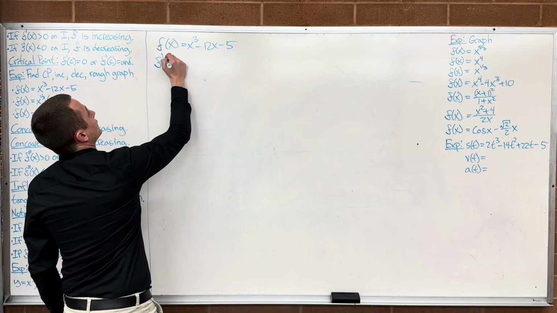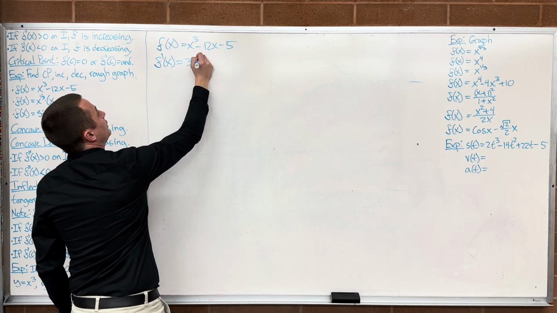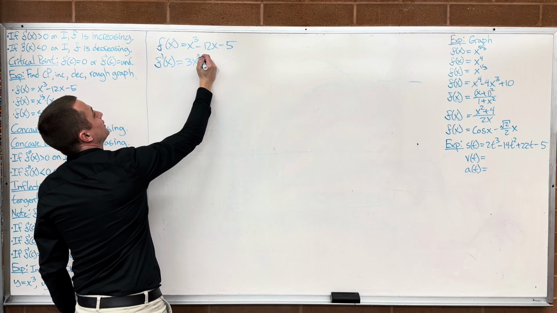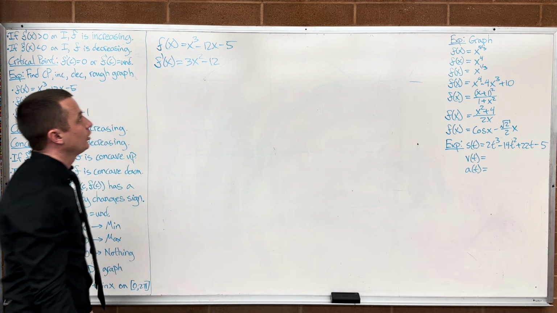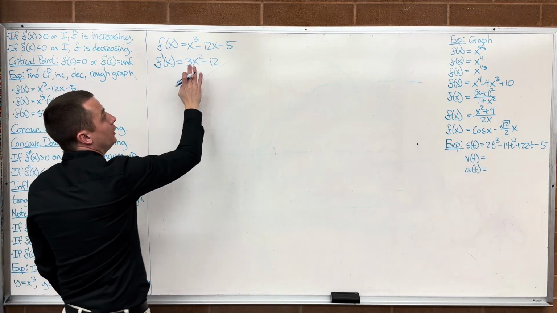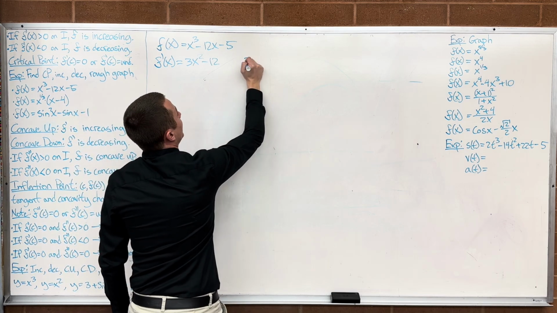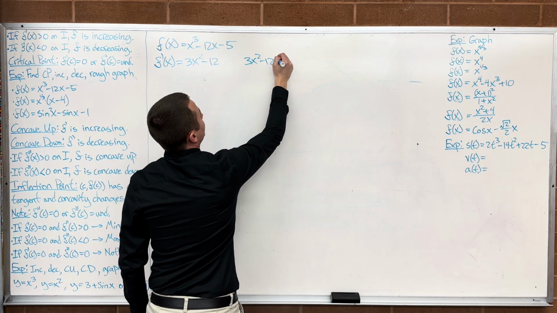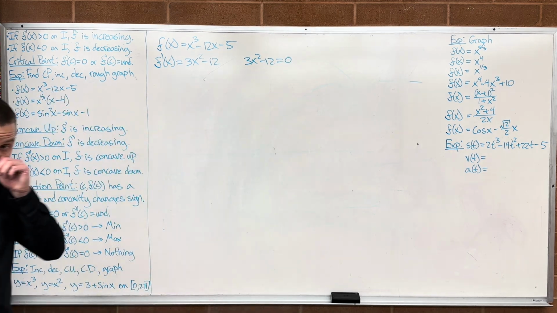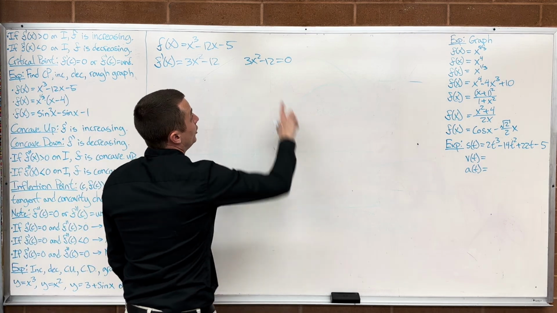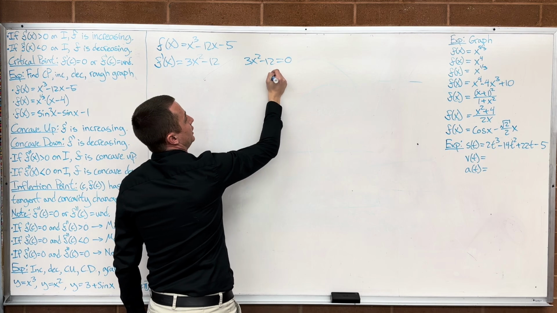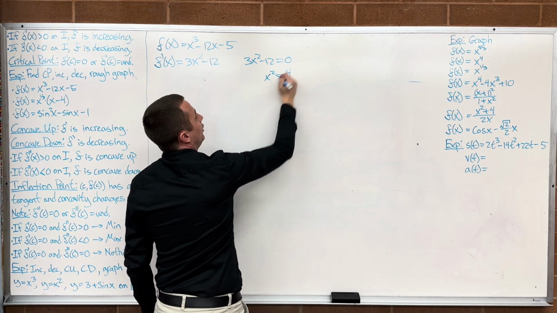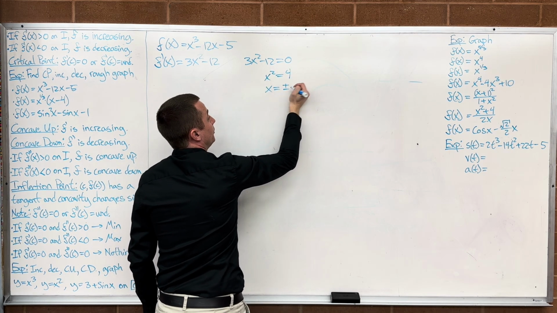So f prime of x is equal to 3x squared minus 12. Okay, there's our derivative. And so we want to know where that's equal to 0. Where is 3x squared minus 12 equal to 0? Move this to the other side. So we get 3x squared equals 12, divide both sides by 3, and I get x squared equals 4. Or in other words, x is equal to plus or minus 2.